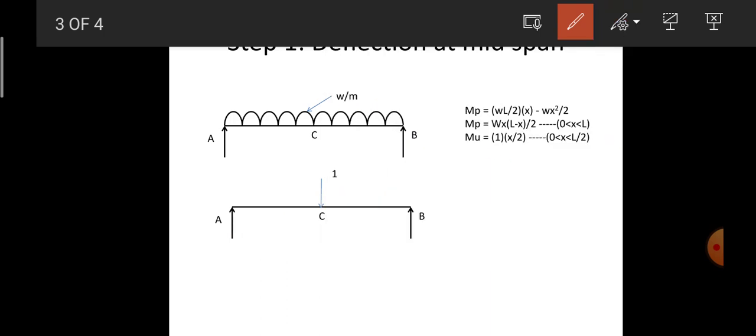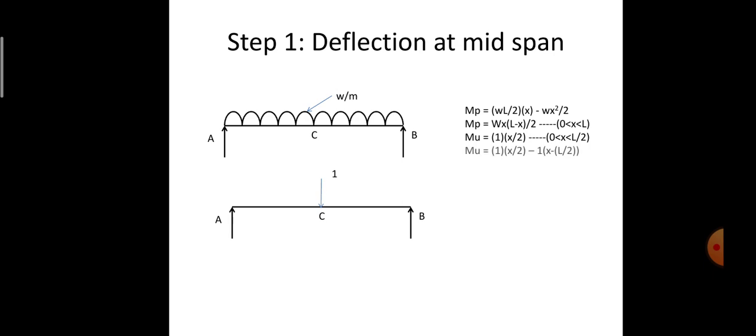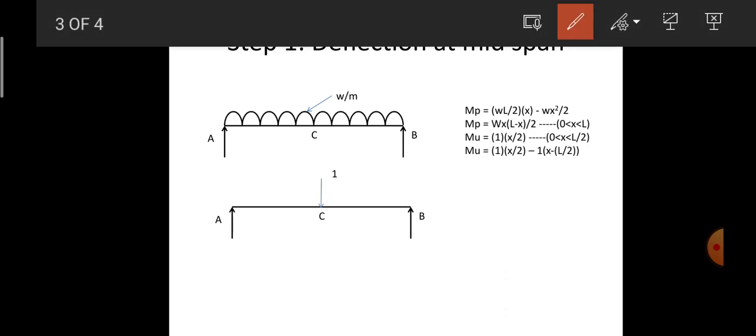So this value will be between 0 to X and X to L by 2. Further, to simplify this, 1 into X by 2 is the load. If it is taken between, this is L by 2, and further this is equal to X.